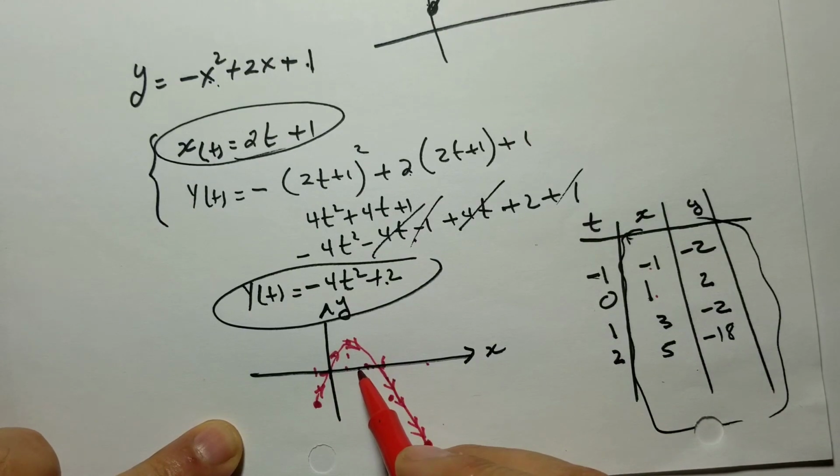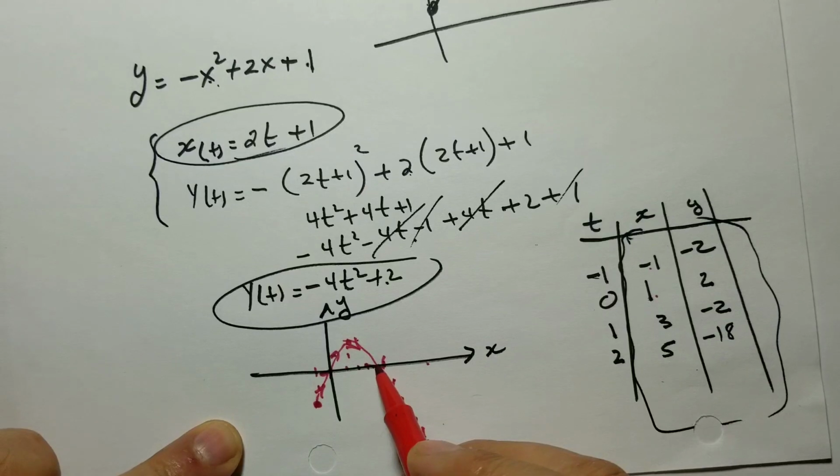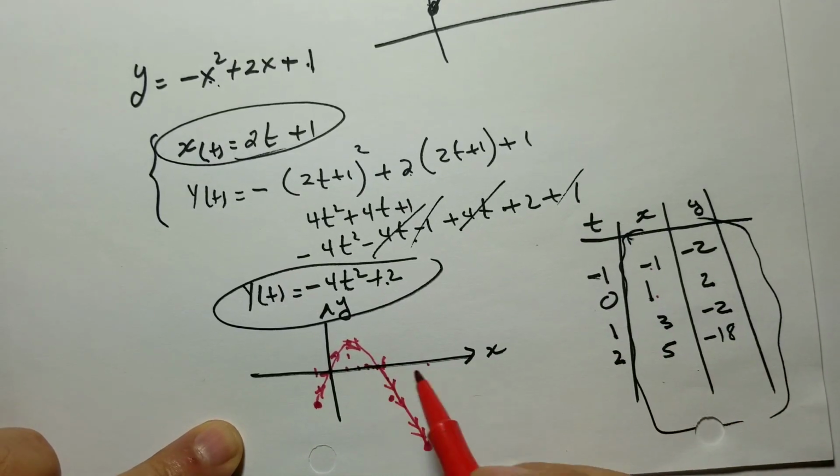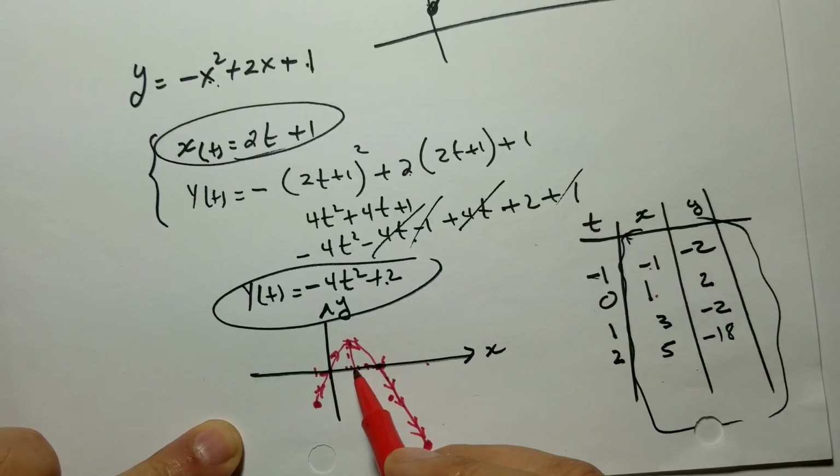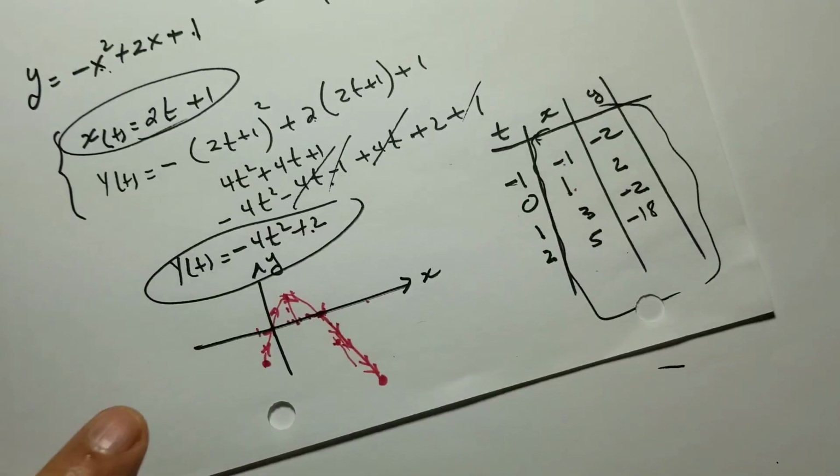I had 1 and a 2, 3 and a 2, 1 and a 2, and 3 and negative 2. Okay, we good. Okay, that's my path.